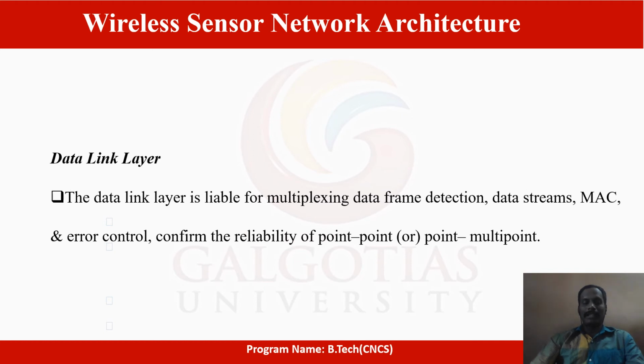Next, the data link layer. The data link layer is used for multiplexing of data, frame detection, data streams, MAC protocol and error control. It confirms the reliability of point-to-point or point-to-multipoint connections. These are the functions of the data link layer.